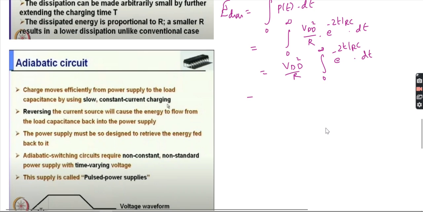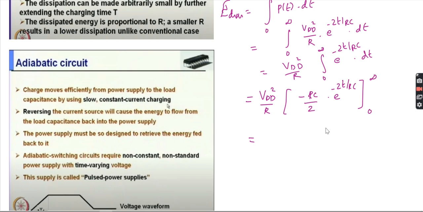So now what will this be? It is equal to VDD square by R, and integrating that will give minus RC by 2 into e to the power minus 2t by RC. Apply the limit. When I apply the limit, finally I will get 1 by 2 CL into VDD square, where C is nothing but your load capacitance. As per this circuit, I can say it is CL into energy dissipation.